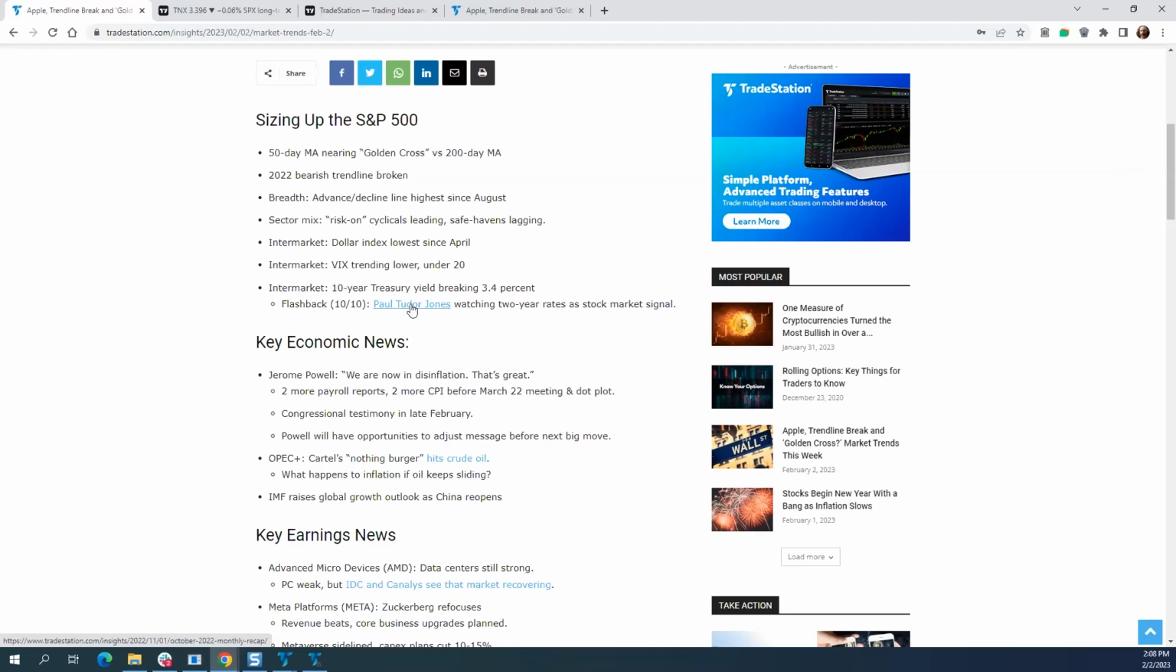So as we head toward the next Fed meeting on March 22nd, that's going to be interesting to watch. The 2-year treasury yield will be something to watch. It's actually not on the TradeStation platform, but you can find it on a lot of other websites like CNBC or Bankrate. You want to look for that. But that's an interesting signal that Paul Tudor Jones, who's a famous trader, was talking about.